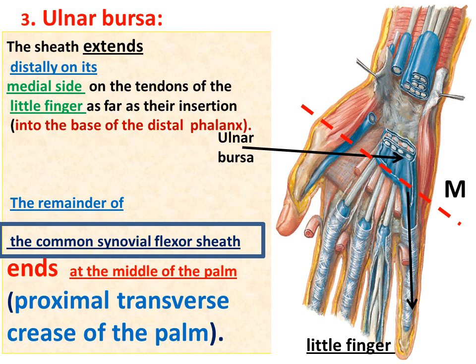The synovial sheath surrounding the flexor digitorum superficialis and profundus, which is the ulnar bursa, ends at the middle of the palm at the level of proximal transverse crease of the palm.